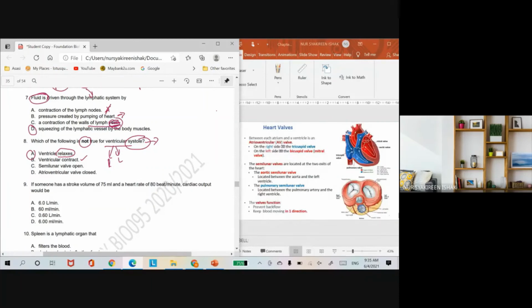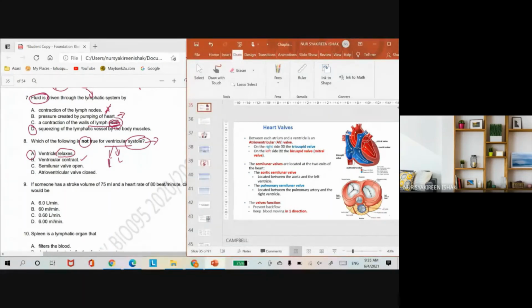Look here, between the right atrium and right ventricle we have the AV valve. Between the left atrium and the left ventricle we also have an AV valve, only the specific names for the valves here differ. The right one, we can call the AV valve or the tricuspid valve. For the left, another name for the AV valve is the mitral valve or bicuspid valve.